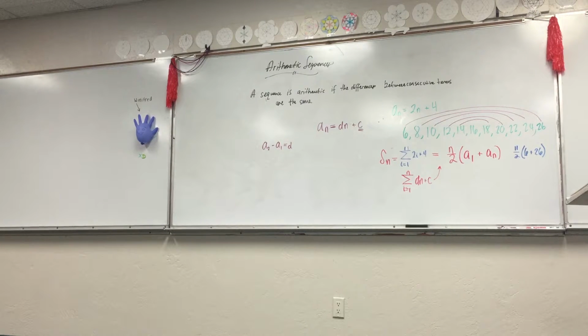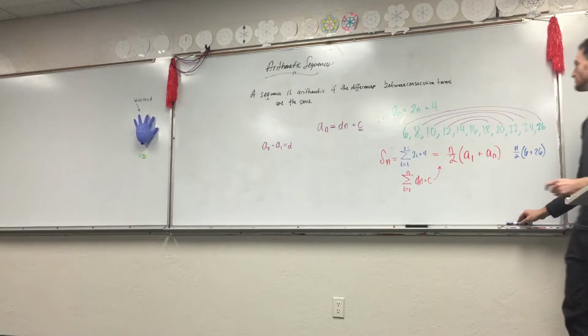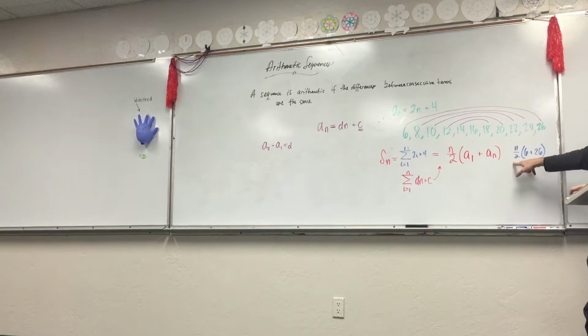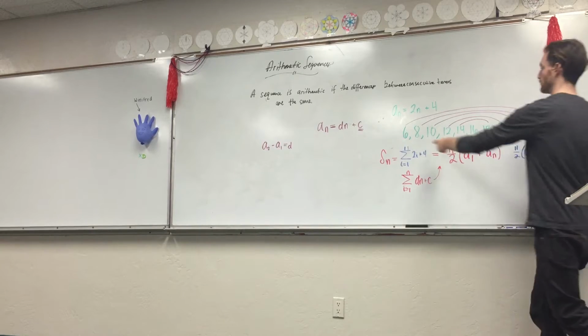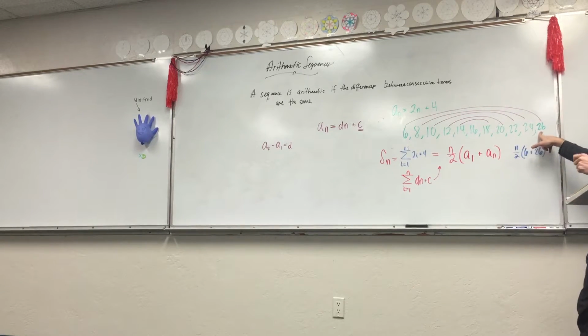You guys see that? So it's 5.5, or 11 over 2, times the first number plus the last number.